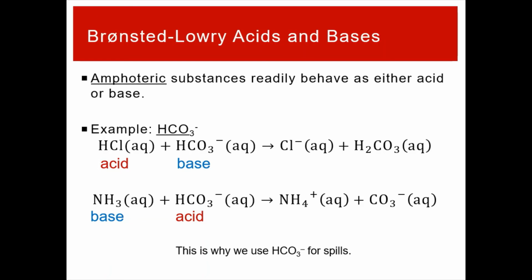And so we could react, say, HCO3 minus as a base here, where it reacts with HCl. It takes on a hydrogen and becomes H2CO3. It could also function as an acid, where it donates away a hydrogen and becomes CO3 2 minus. So you may have noticed in the lab, if you ever look in, say, the fume hoods, or really any lab, not just here at Lee College, there is usually a large jug of sodium bicarbonate, and that's actually why we use it for spills, because it is amphoteric.